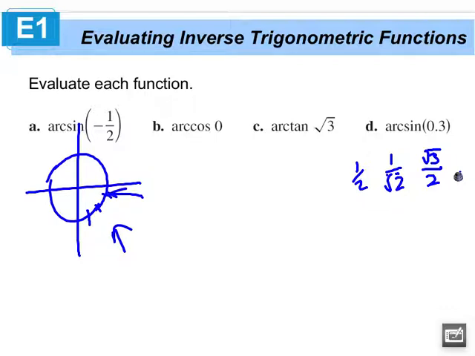Isn't the second of those wrong? √2/2. It's the same thing. Oh, yeah, you're right. Good.